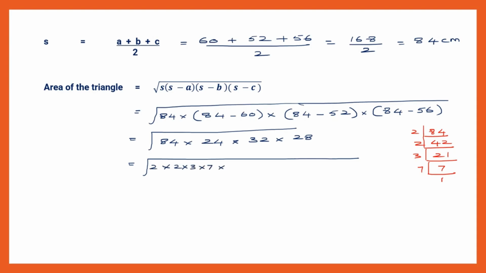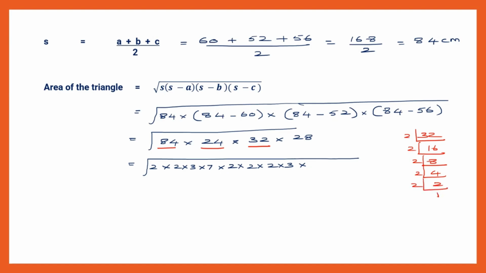Now we must find the prime factors of 24. So we finished with 84. Now we must find for 24. So 24, again begin with 2. 2 twelves are 24, 2 sixes are 12, 2 threes are 6 and 3 ones are 3. So let's write that down. So that is 2 into 2 into 2 into 3. So we finished with that. Now let's find the prime factors of 32. So that will be 2 into 16 is 32, 2 eights are 16, 2 fours are 8, 2 twos are 4 and 2 ones are 2.